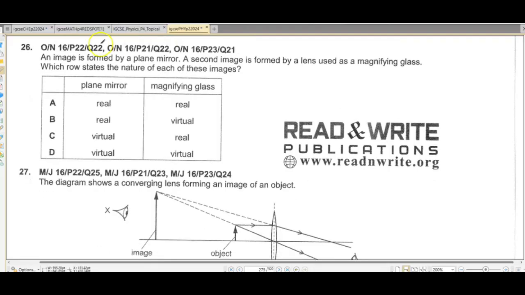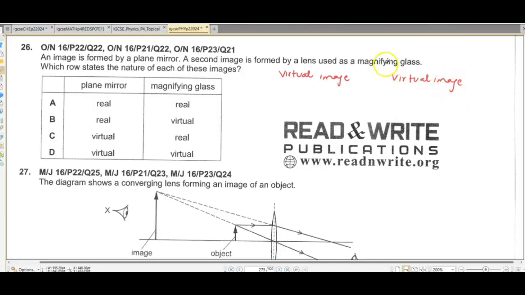Question number 26. An image is formed by a plane mirror. A second image is formed by a lens used as a magnifying glass. Which row states the nature of each of these images? Okay, we know that the image formed by the plane mirror is an example of a virtual image. And the image that is formed by a magnifying glass is also an example of a virtual image.